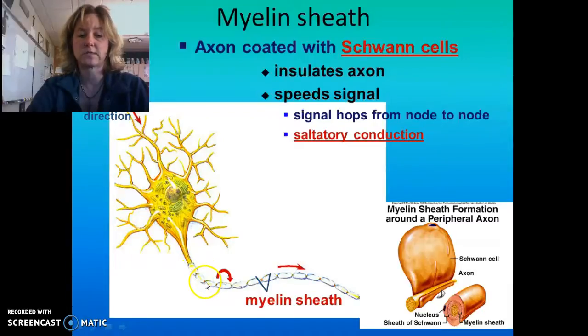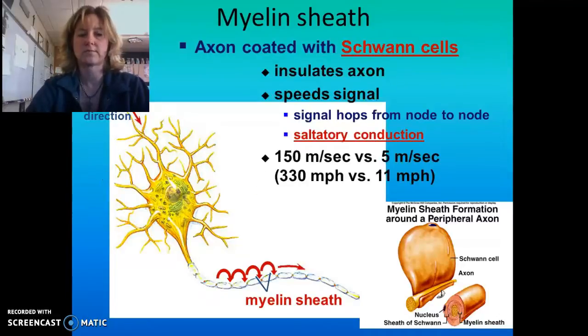And then it can go to the next one, and to the next one, and to the next one. Oh, there we go, it jumped again. All right, so we're jumping from node to node to node. So what does that do for the nerve cell or for the transmission of this action potential? Well, it makes it about 150 meters per second that this action potential can travel versus 5 meters per second.